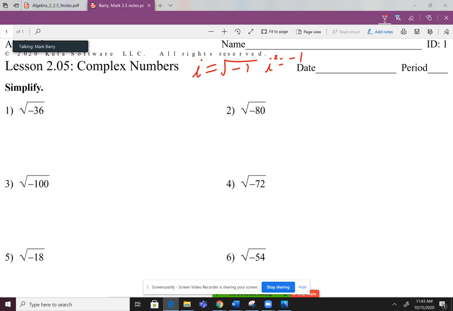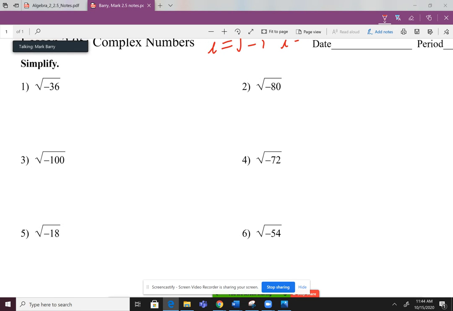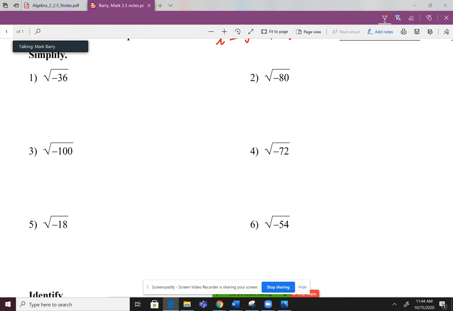Today we're actually going to use the fact that i equals the square root of -1 a little bit more. We're going to be using that idea to simplify radicals. So we're going to simplify all these radicals right here. I think you guys have done this before, probably in Algebra 1 and also in geometry as well. But you've done it with positive numbers, okay?